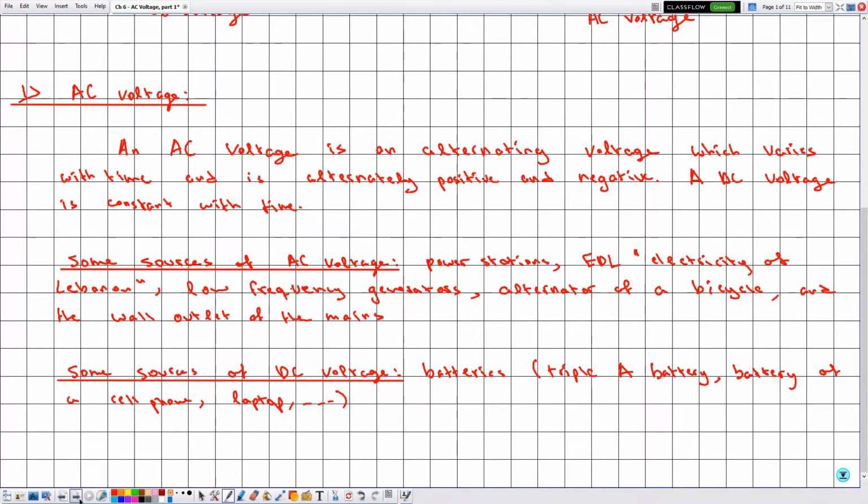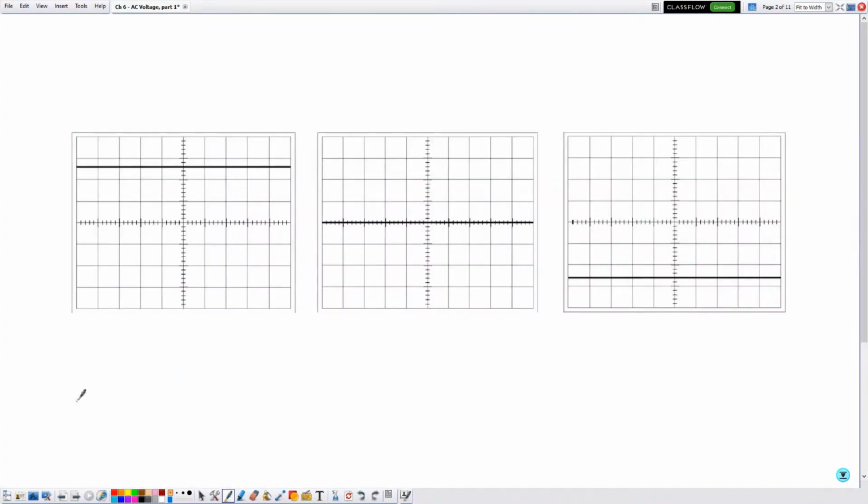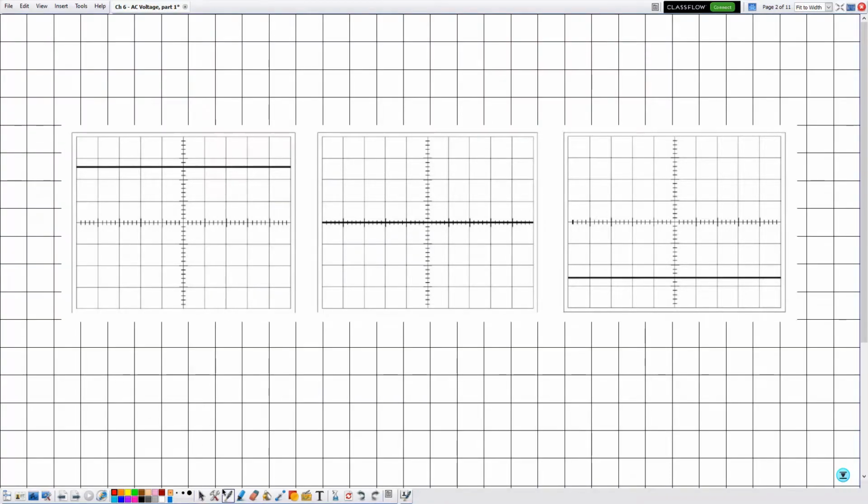Now, let me consider the following section, which is section number 2. Different waveforms of a DC voltage source. So, different waveforms of a DC voltage.